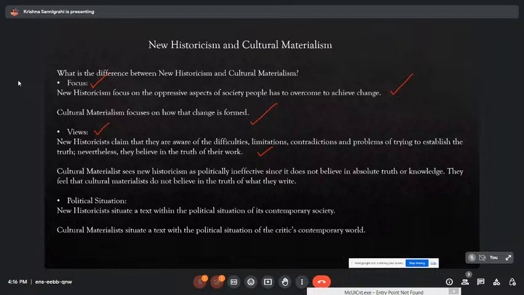However, the cultural materialists see new historicism as politically ineffective since it does not believe in absolute truth or knowledge. They feel that new historicists do not believe in the truth of what they write. Next is the aspect of political situation. So new historicists situate a text within the political situation of its contemporary society, and cultural materialists situate a text within the political situation of the critic's contemporary world. So these are in brief a few differences.